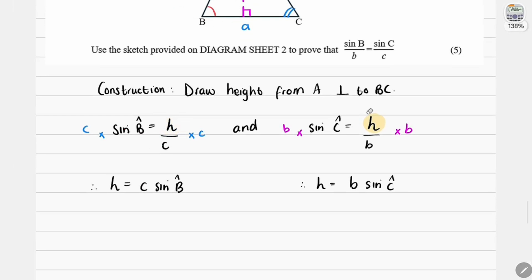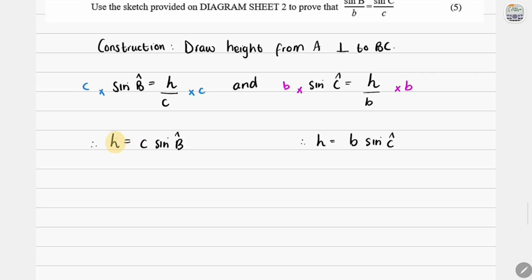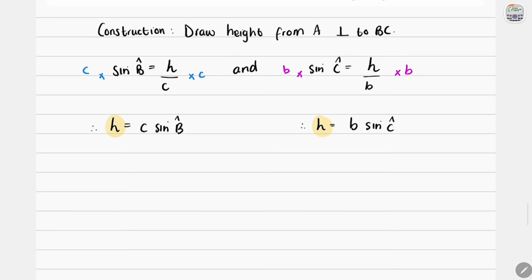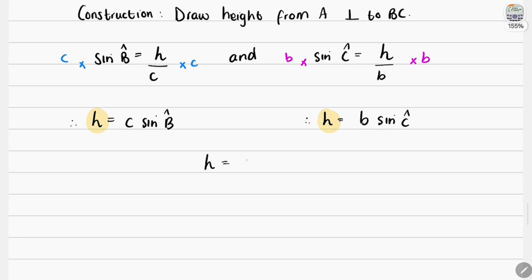But we know that H and H are the exact same thing, so we're just going to equate them. So we'll say we know that H is the same thing as H.